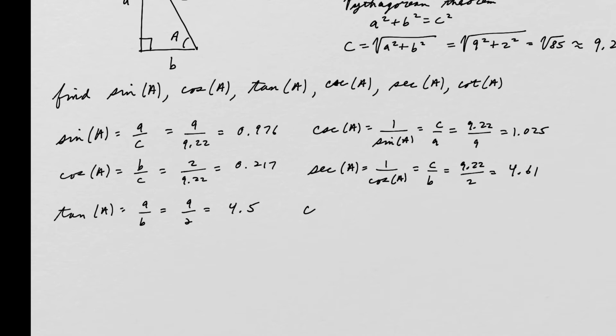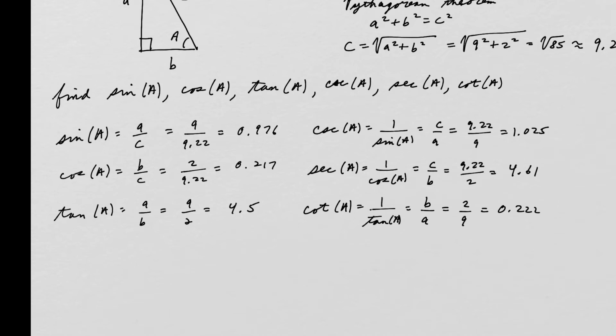And then finally, cotangent of A is 1 over tangent of A. So in terms of a's, b's, and c's, that's going to be what? b over a. So that'll be 2 over 9, and that ends up being around 0.222. Okay, and again, those are just approximations. We kind of just rounded them, but those are the correct values.